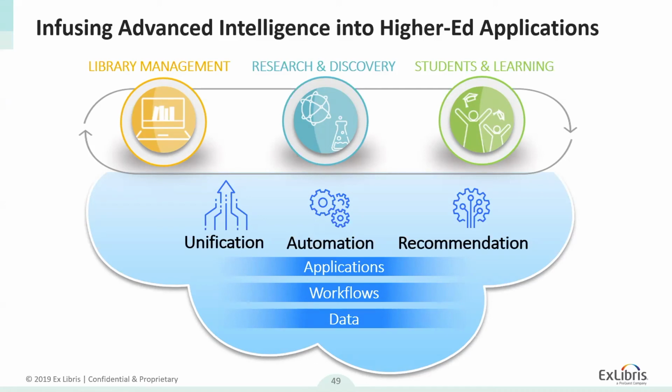So advanced intelligence can help us in many ways, whether it's artificial or not, whether it's in library management, research and discovery, and systems for students and learning. We can use it in relation to applications, workflows, and also of data. And I think you will see a lot more of this making its way into the library world and certainly into the Ex Libris systems in the future.